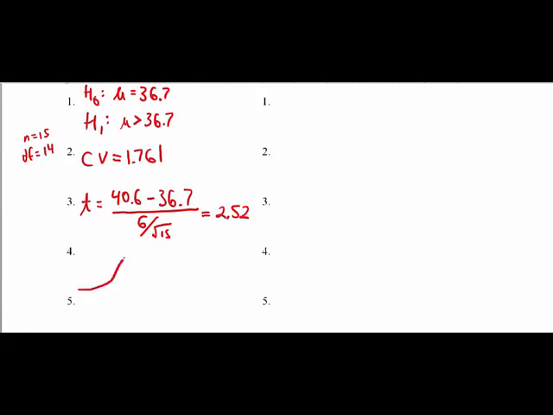Now we can draw our normal curve with 0 in the middle for the average, 0 standard deviations away from the norm.